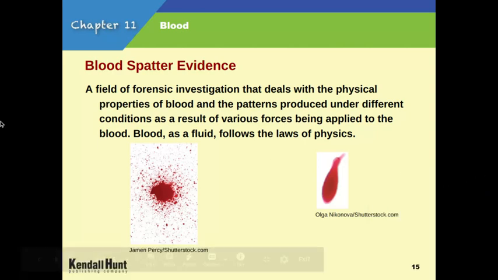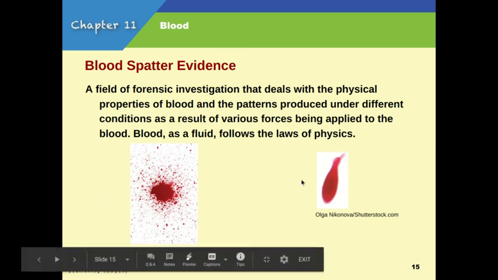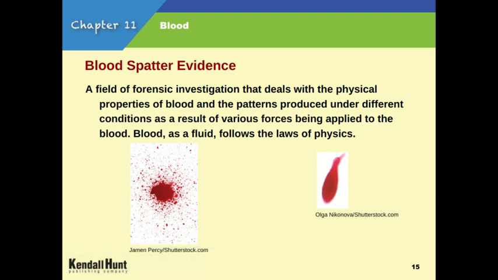So, blood spatter evidence. A field of forensics investigation that deals with what the blood found at a crime scene looks like, particularly the patterns that they create and what the blood stains look like. All this is based on the laws of physics and how fluids, which blood is a fluid, act under those conditions.